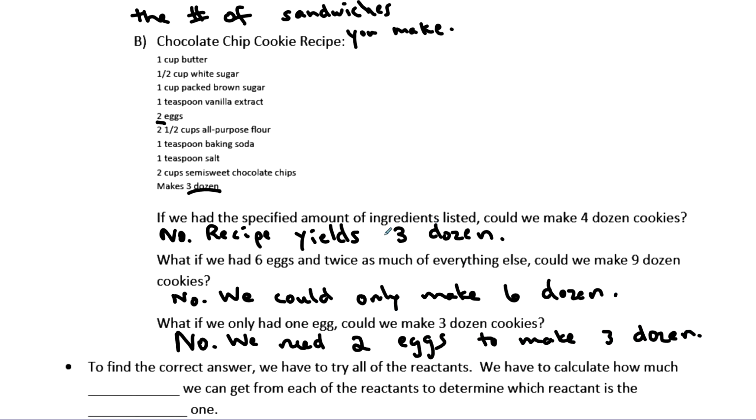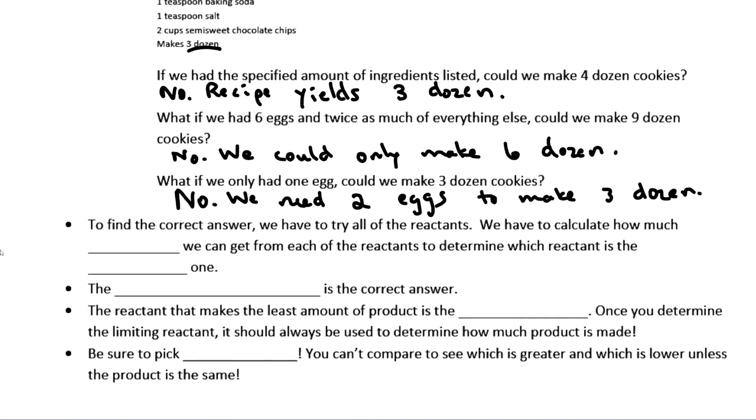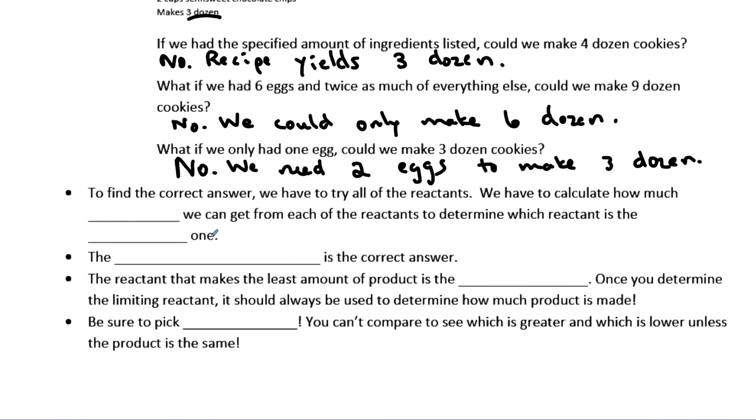Okay, so it's a comparable situation, whether you're talking about sandwiches or cookies or chemistry, to what happens in a chemical reaction. So what do we do when we have a reaction in front of us? How do we know which one of the reactants is limiting? So when this says to find the correct answer, what I mean by that is to find the limiting reactant, we have to try all of the reactants. And most of the time there's 2. So we have to calculate how much product we can get from each of the reactants to determine which one is the limiting one.